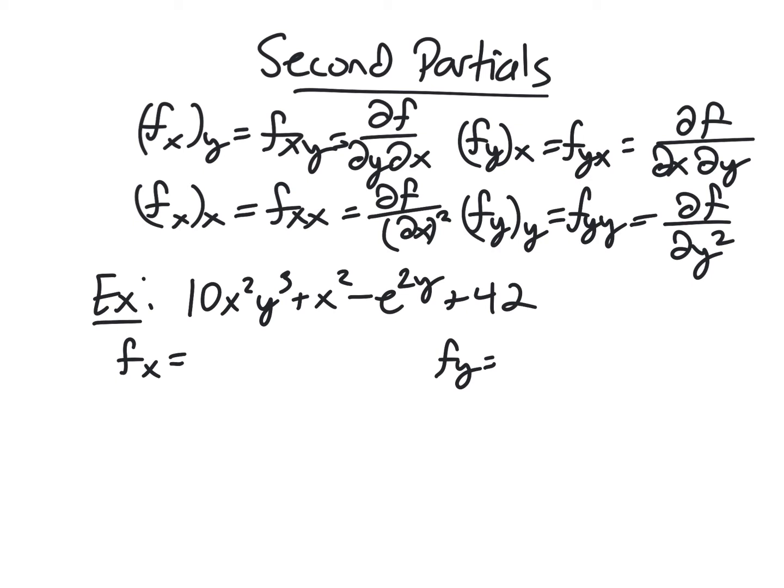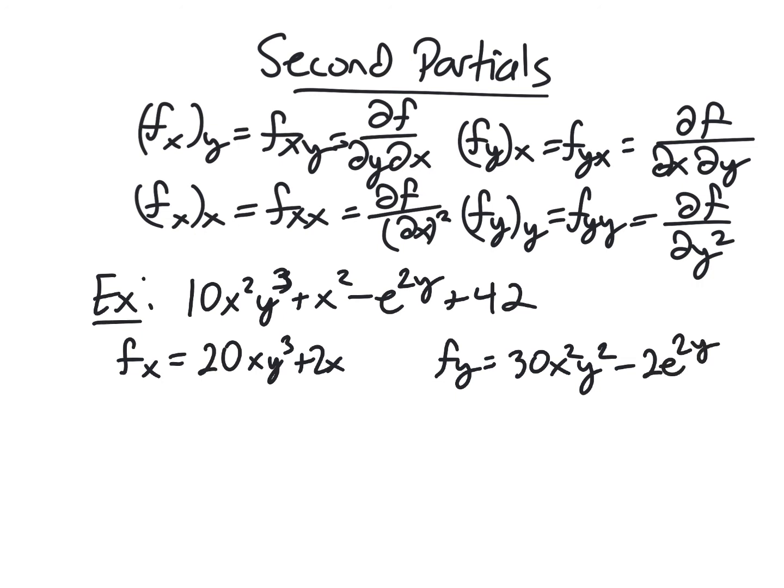So let's just see an example. So the first thing we want to do here is just find the actual first partials. So fx, well, we get 20xy cubed plus 2x. The other 2 are constants, so go to 0. Fy, we get 30x squared y squared. Next is a constant. Next one we get minus 2e to the 2y, and then another constant, so those are 0. And then fxx, we just do this with respect to x again.